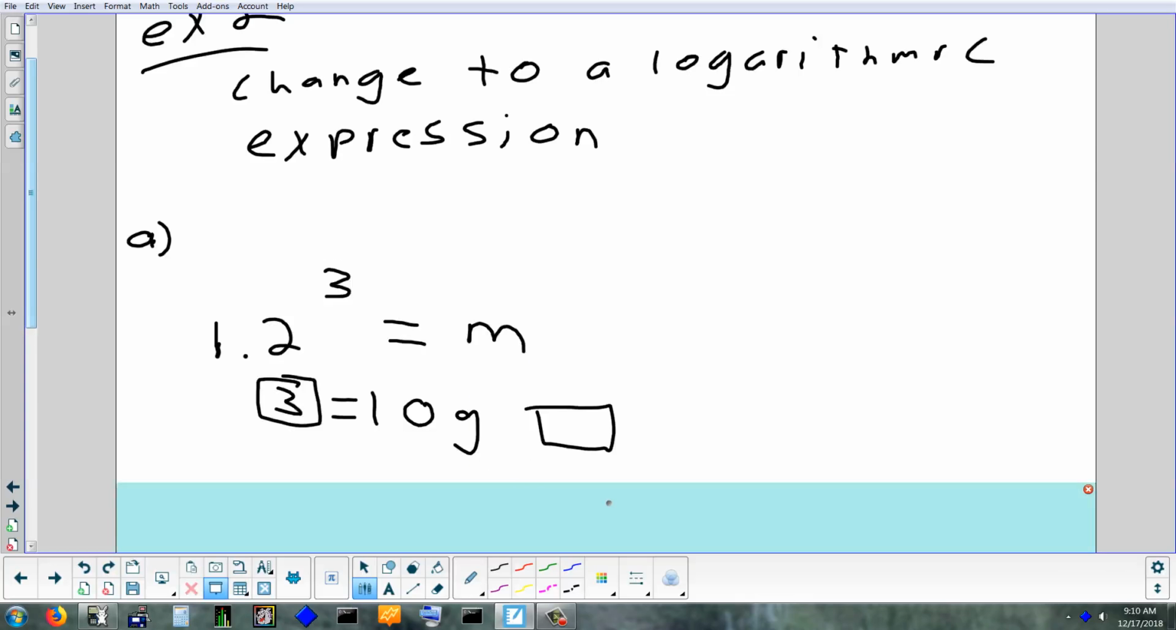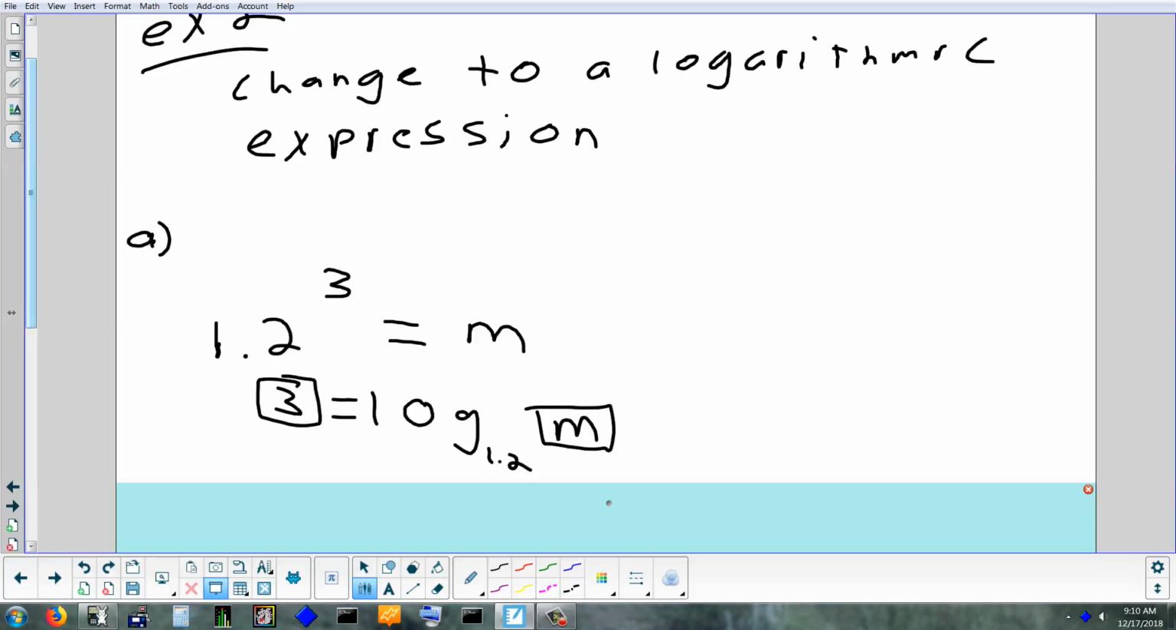I just need one more space. And the last thing is what you're taking the log of. And what do we call that thing? The argument. An argument always ends up alone. So look up above. What's all by itself? M. And that's how we change something from exponential into log form.